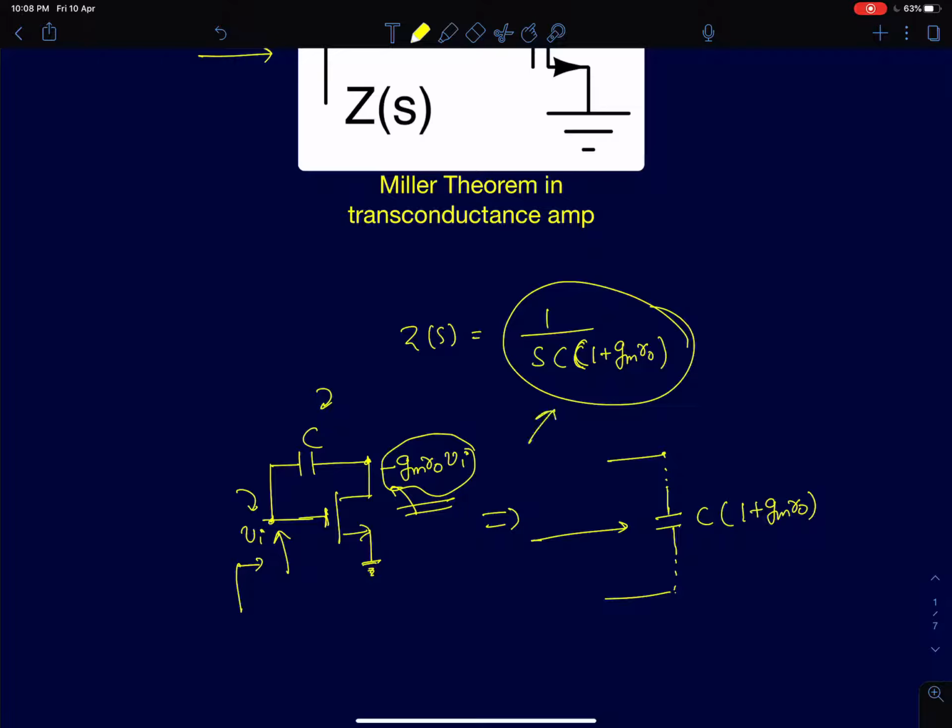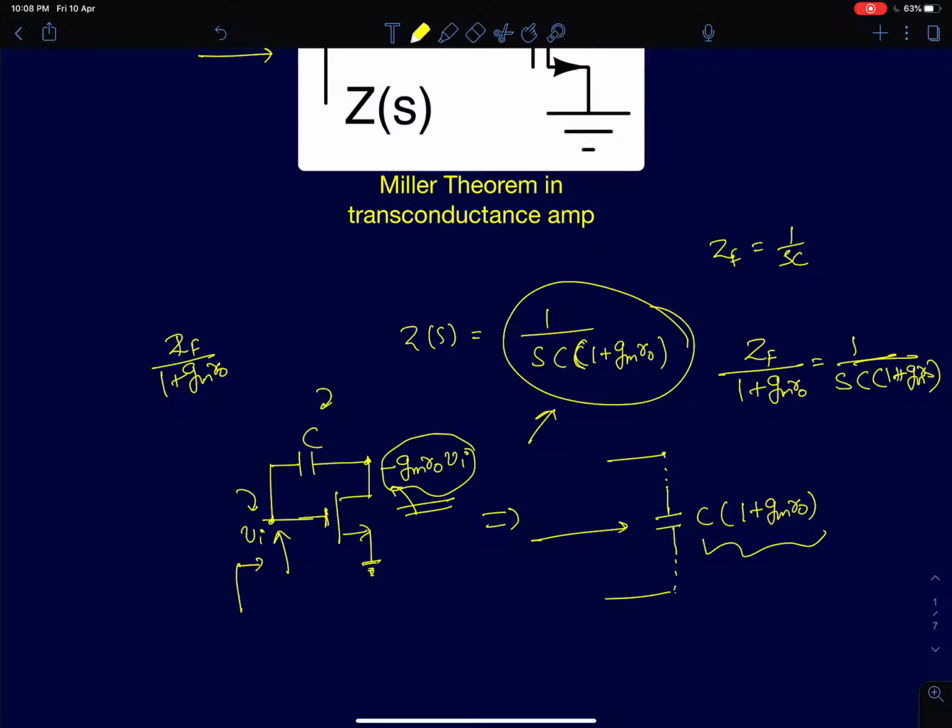So, if I apply this, it's going to be ZF by 1 minus of minus A, it's going to be 1 plus GM R0. And in this case your ZF is simply 1 by SC. So you will see an increased value of capacitance. Your impedance reduces by 1 plus GMR0. Because it's becoming ZF by 1 plus GMR0, which means impedance is reducing, which means capacitance value is increasing. So C will be multiplied by 1 plus GMR0.